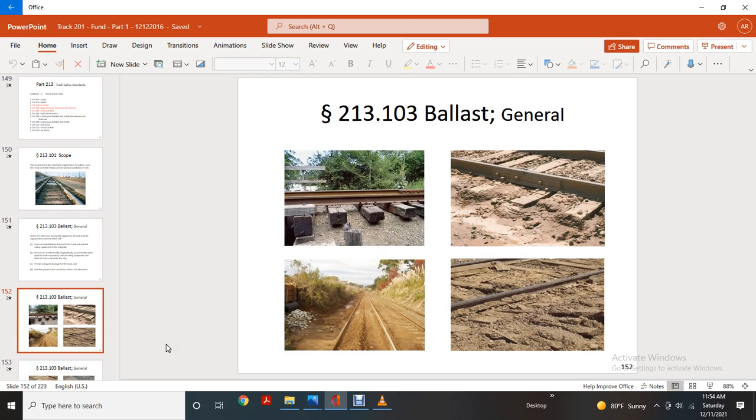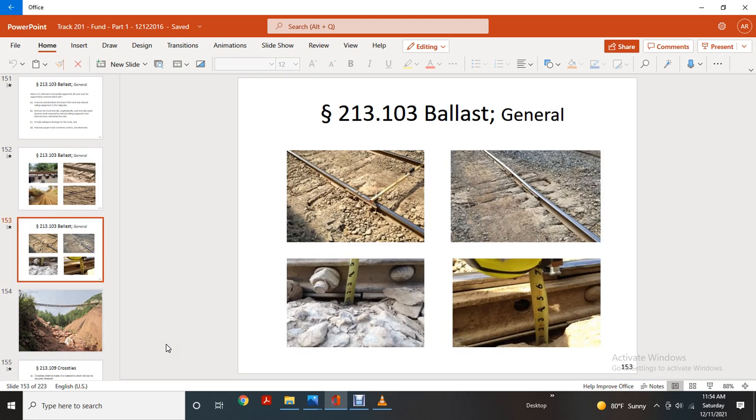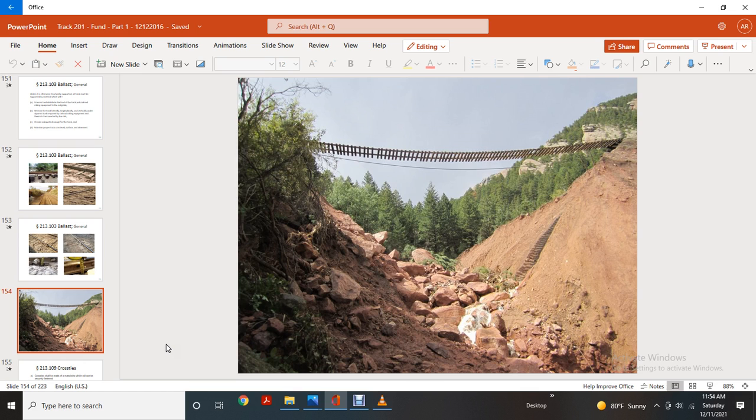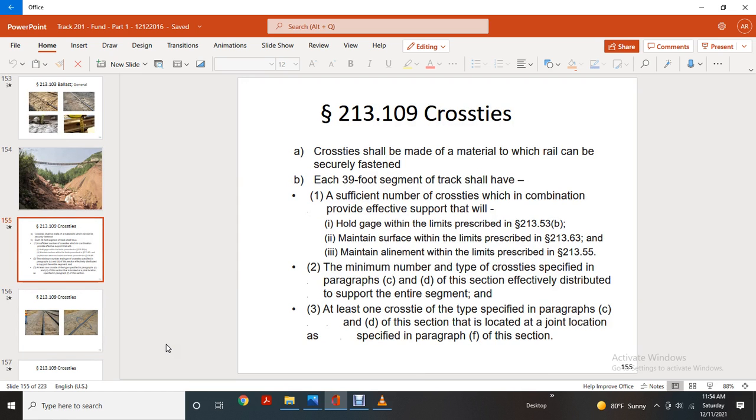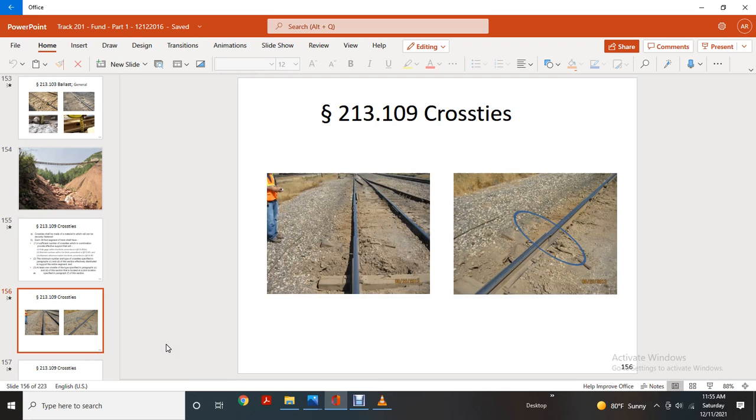Then it shows the ballast in general, and then a picture, and cross ties. The cross ties should be made of a material which can be securely fastened. Each 39-foot segment shall have a sufficient number of cross ties to provide effective support, holding gauge within the limits prescribed in 213.53b, maintaining surface within the limits prescribed in 213.63, and alignment within the limits prescribed in 213.55. The minimum number of the type of cross ties specified in paragraphs C and D of this section is effectively distributed to support the entire segment, at least for the cross tie type specified in paragraphs C and D, located at joint location as specified in paragraph F. And it shows cross ties again.